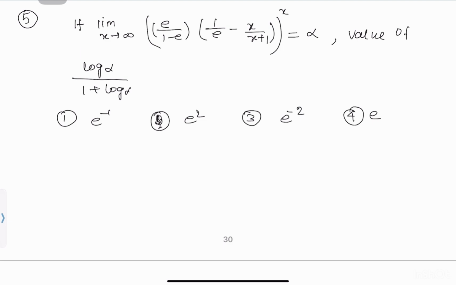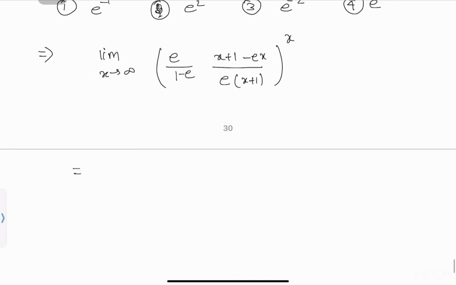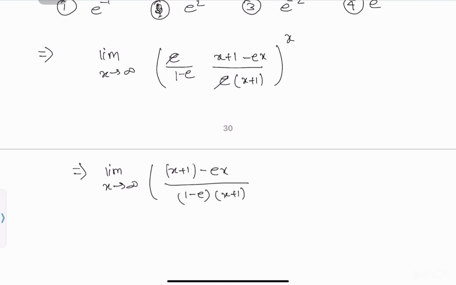So how to find the limit? First of all, the given limit is limit x tending to infinity of e by 1 minus e, and if I take LCM, the second part, e(x plus 1) above x plus 1 minus ex, whole to the power x. Now step 2, limit x tending to infinity. E should be cut from here, and look here, if I take x plus 1 minus ex divided by 1 minus e(x plus 1), whole to the power x.